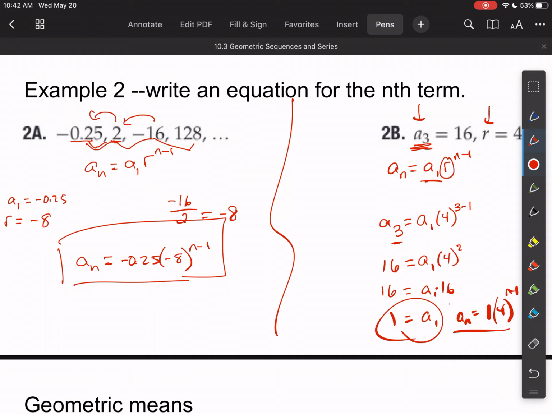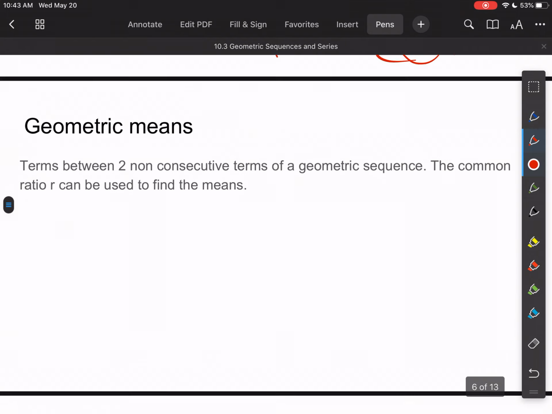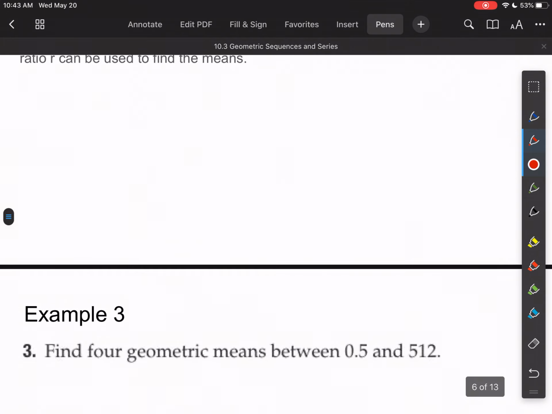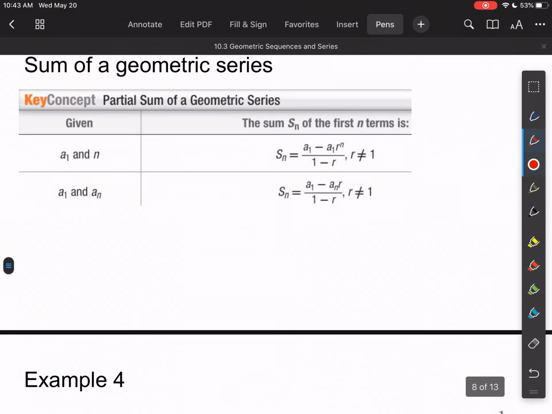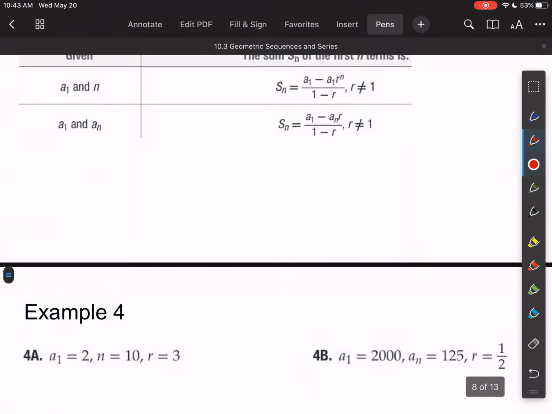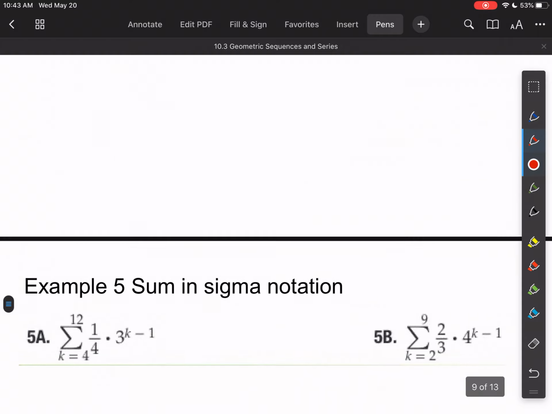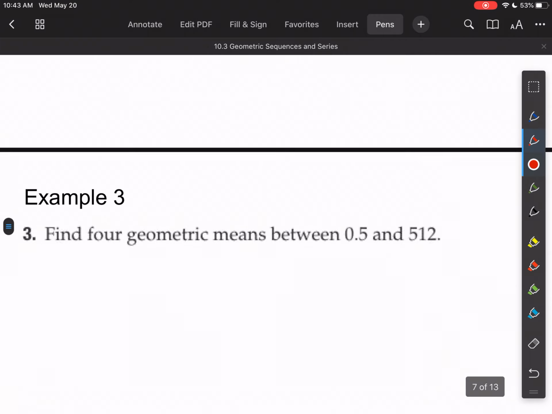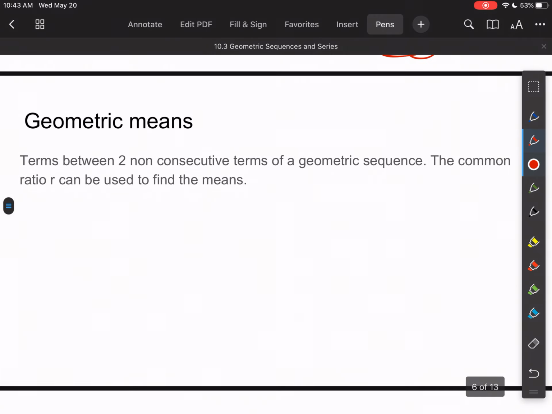Okay, so again, if I wanted to find the 20th term here, plug a 20 in, take 4 to the 19th power, and that would give me my 20th term. Okay, so that's example 2, you guys. I think I'm going to teach you examples 1, 2, 3, and 4, and then kind of leave it at that, and we'll skip 5 and 6 for this lesson. So let's keep rolling here.